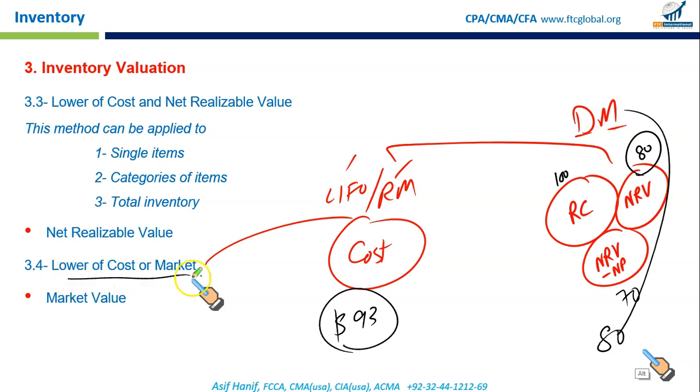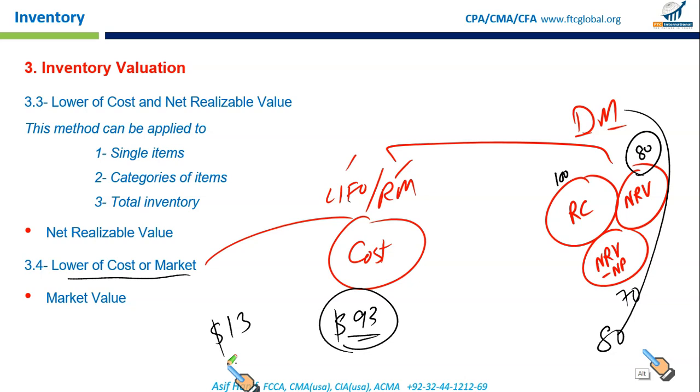This is called cost or market, whichever is lower. So this is cost, the retail based method cost or the LIFO based cost, and this is the designated market price, which is the middle of these three numbers, 80. So it means clearly your stock needs to be written down by $13 per unit.